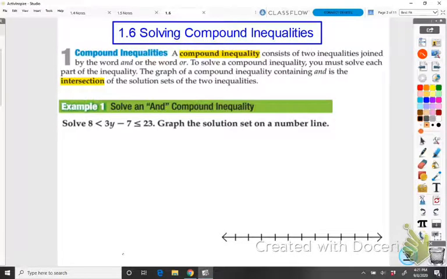All right, we're at 1.6, solving compound inequalities. This is the last video of chapter 1. So this section is pretty easy. Hopefully you remember it from last year.